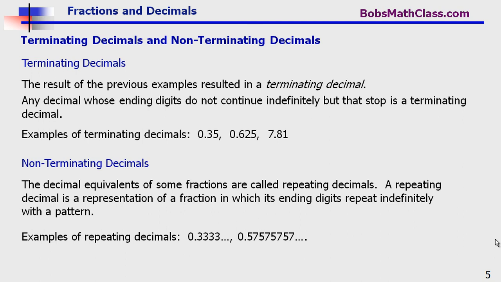Non-terminating decimals. The decimal equivalents of some fractions are called repeating decimals. A repeating decimal is a representation of a fraction in which its ending digits repeat indefinitely with a pattern. Here are some examples: 0.3333..., see, that dot dot dot just means it keeps going on forever, or 0.57, 57, 57, 57... It keeps going on and on. This is called non-terminating. It doesn't end. It does not terminate.